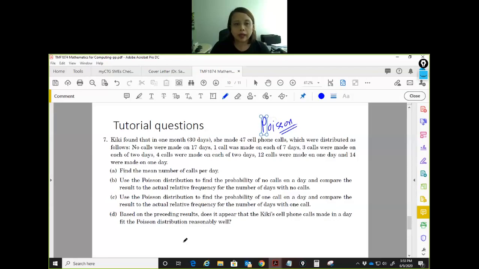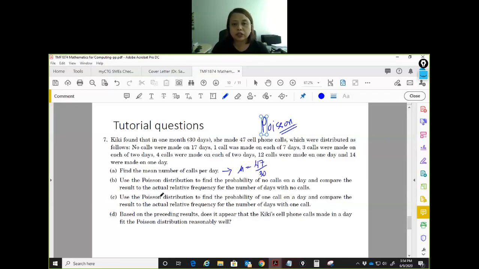Right, so the first one: find the mean number of calls per day. To find this mean, you can see that within these 30 days, there are 47 calls. So the mean for the Poisson can be defined by calculating 47 over 30. So this will be your mean.